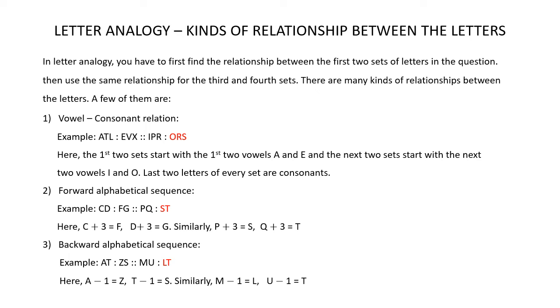So here the third set starts with I. So the fourth set should start with the next vowel after I, which is O. The last two letters are consonants. So here in the fourth set also the last two letters should be consonants. So ATL is to EVX. Similarly, IPR is to ORS.